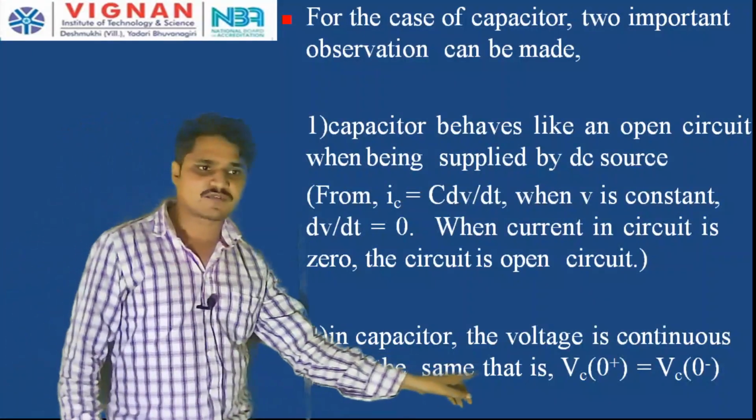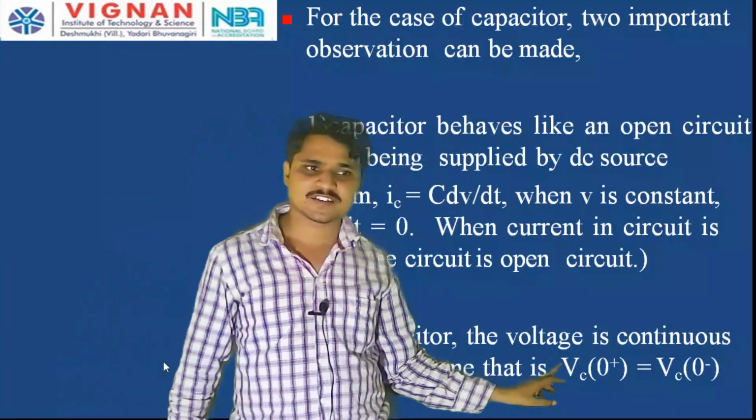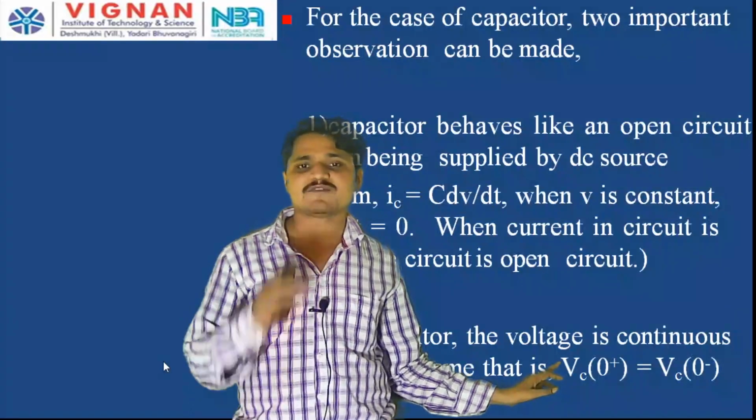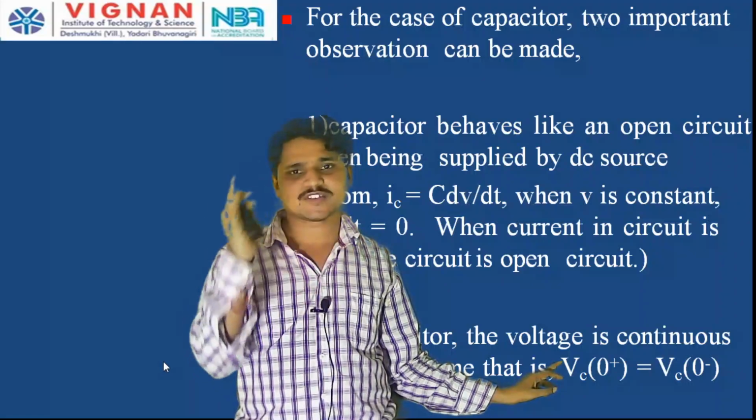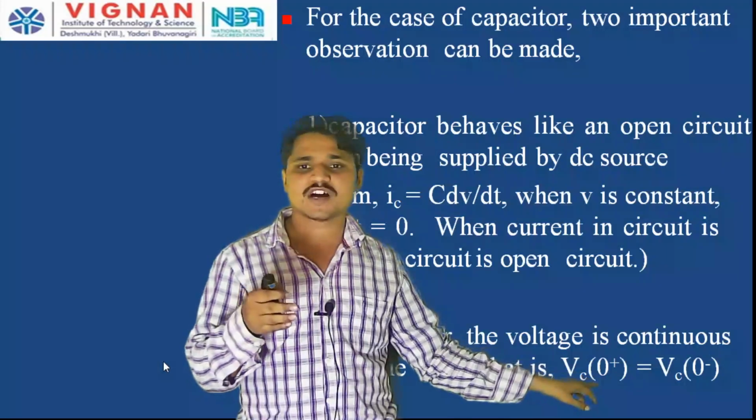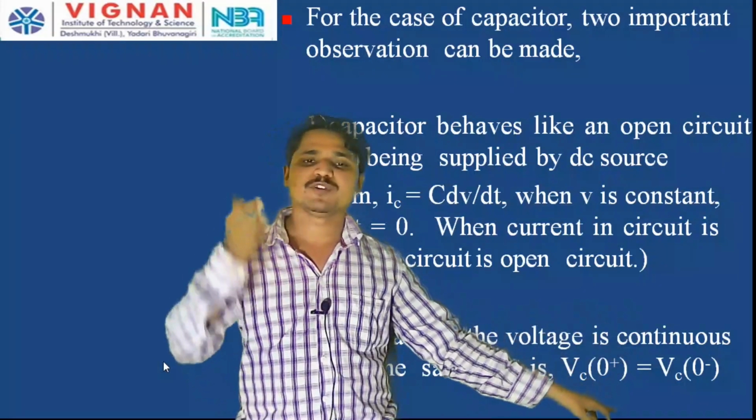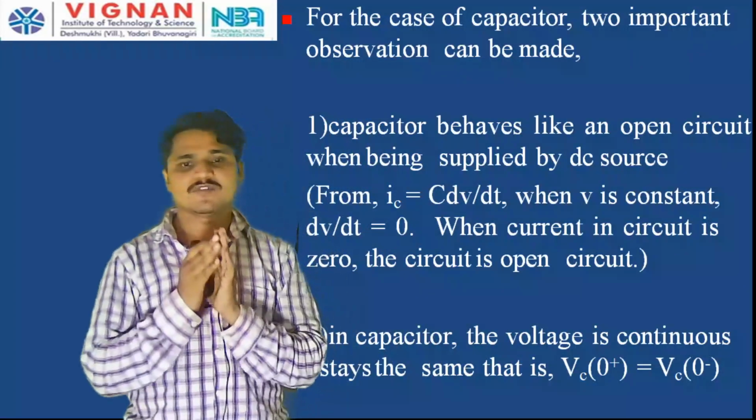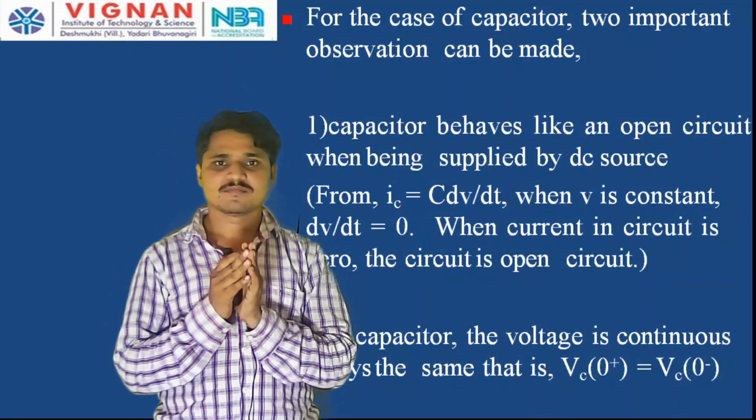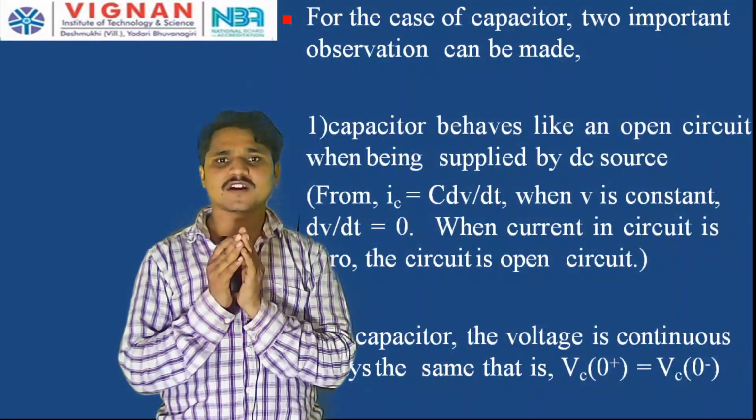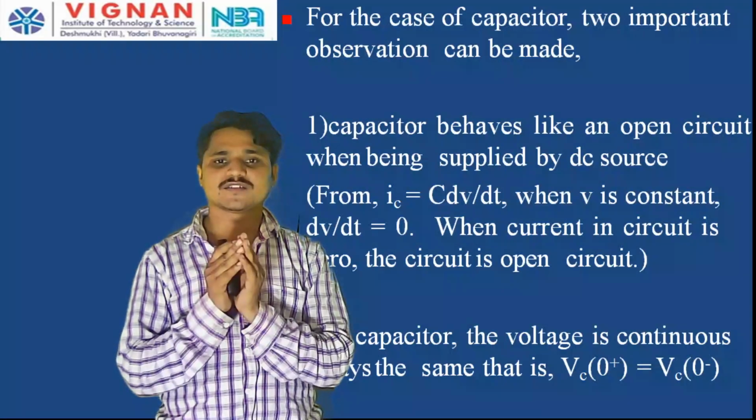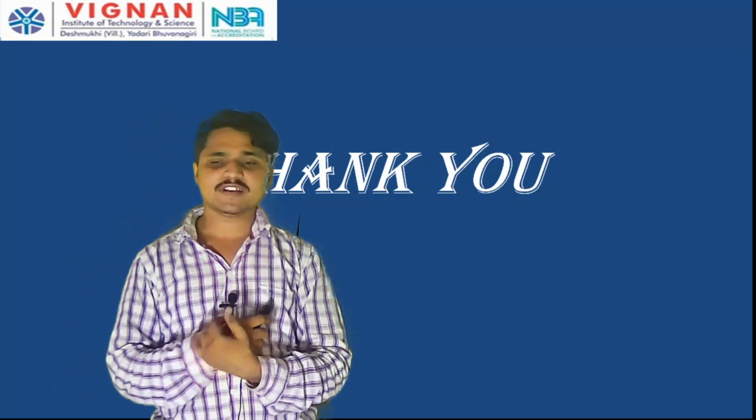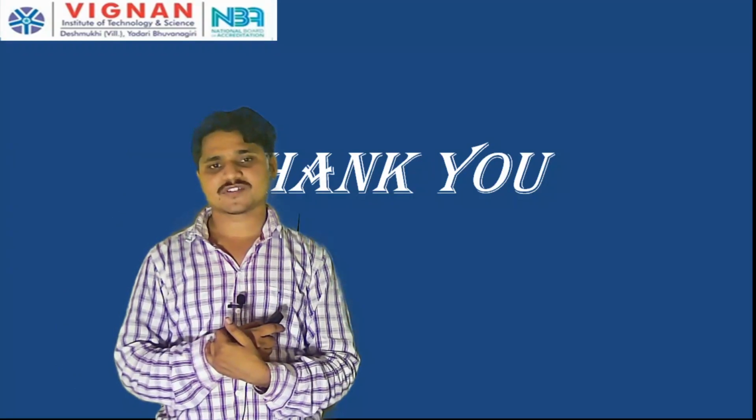Vc of 0 plus means after the switching action, that is, after opening the switch. After opening the switch, the voltage is equal to Vc of 0 minus, which is the voltage before opening the switch. The same voltage will be there across the capacitor, because the capacitor does not allow sudden changes in voltage. So, this is the understanding of today's topic, the natural response of an RC circuit and the time constant of the RC circuit.